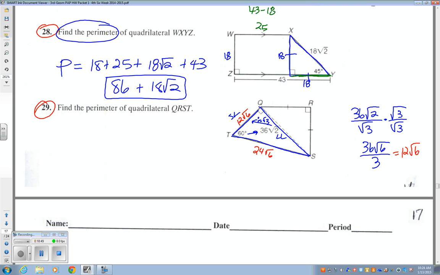All right, so we have that right triangle, and we need to move to QRS. This is the hypotenuse. How do I get to this leg? Divide by what? So this means that the legs are 36. Can you get the perimeter now? Combine like terms. Yeah, 72 plus 36 root 6.